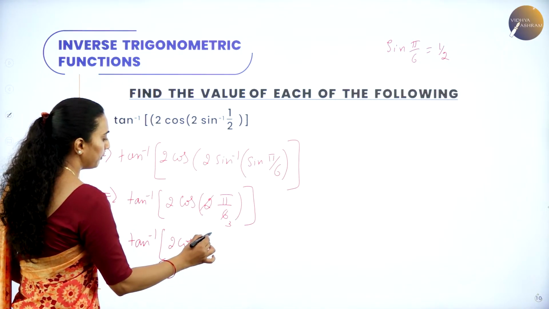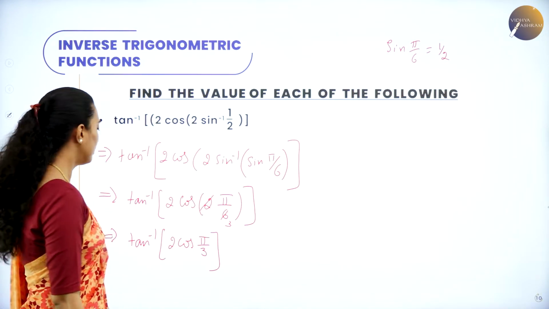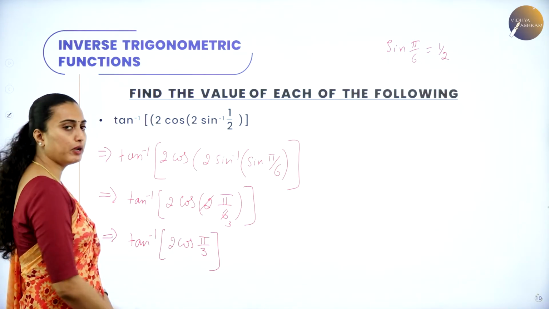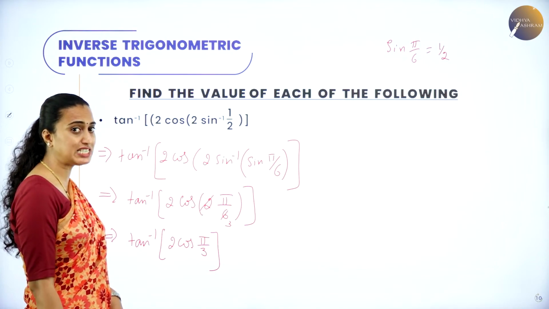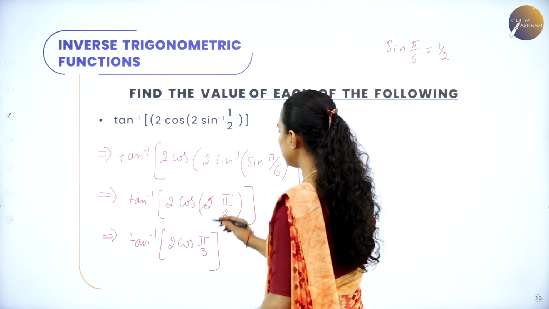What is cos pi by 3? I know it is 1 by 2, correct? You know that cos pi by 3 is 1 by 2, which is cos 60 degree. So therefore I am going to substitute that.